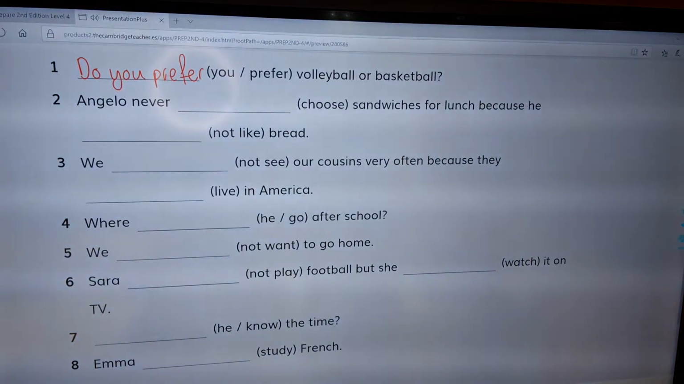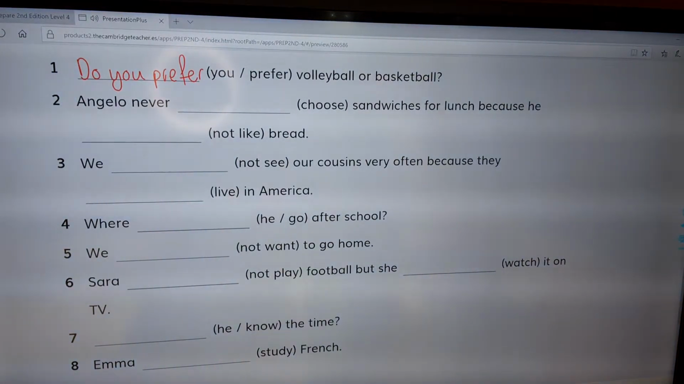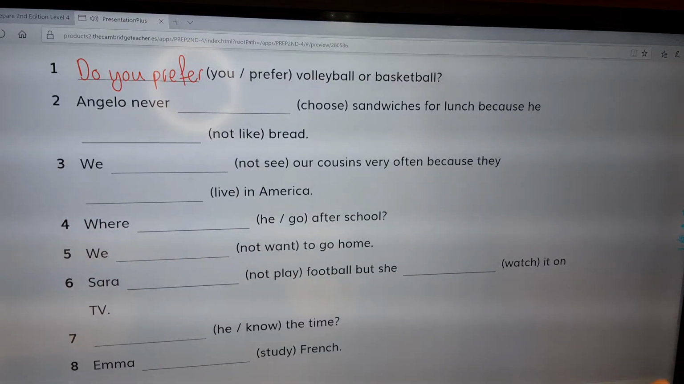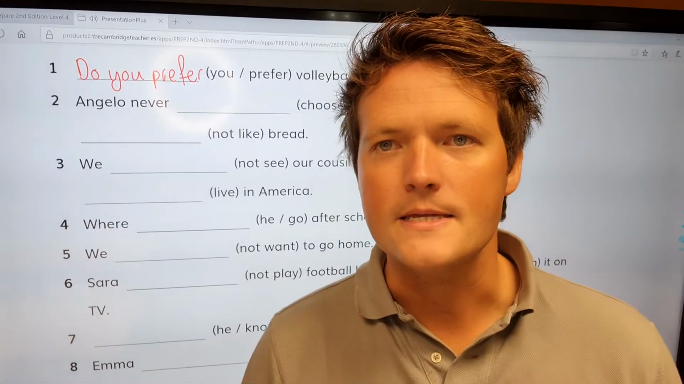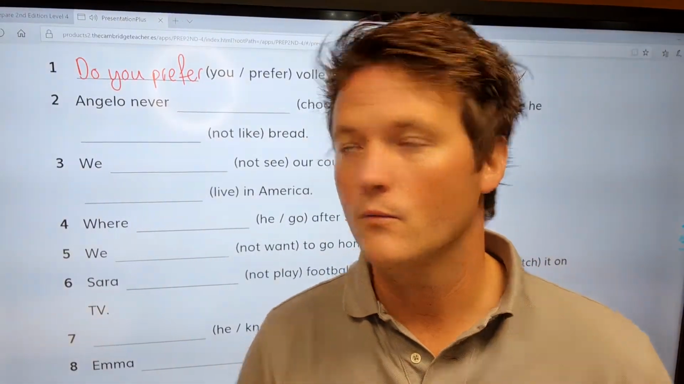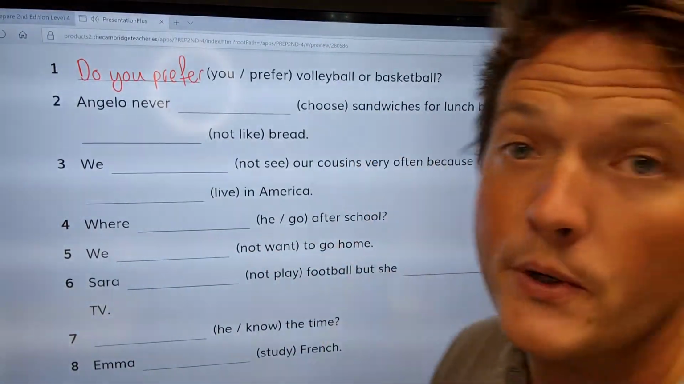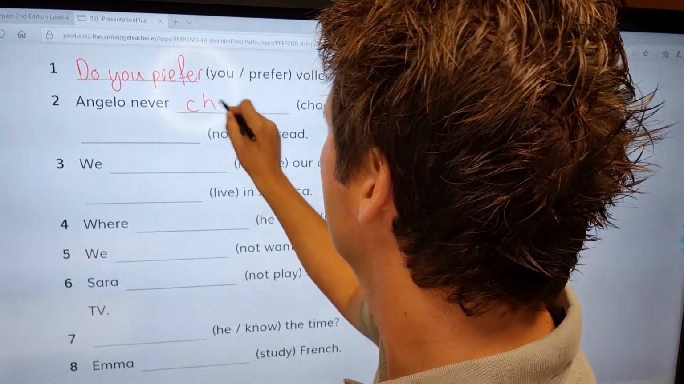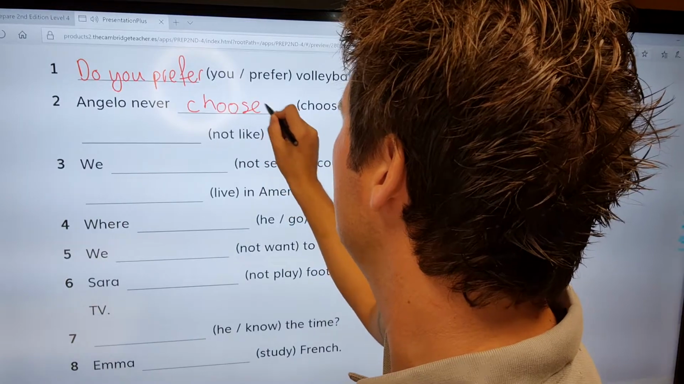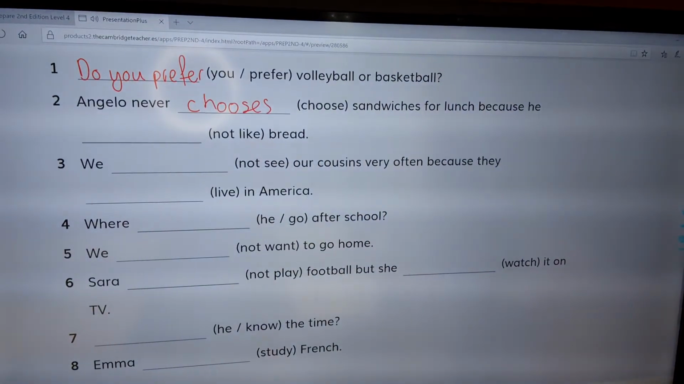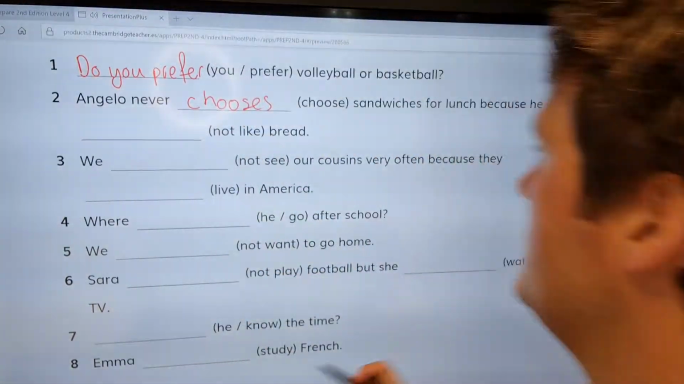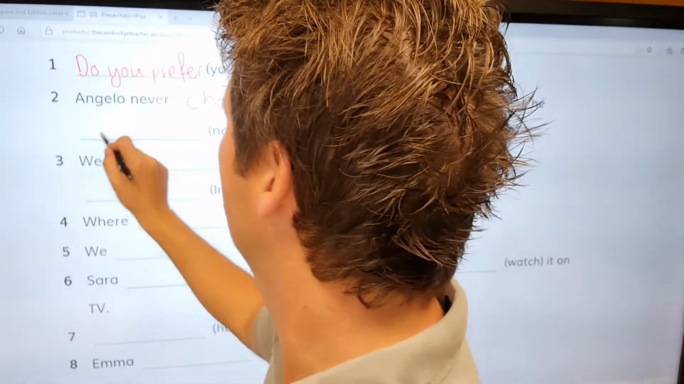Right? Number 2 says, Angelo never chews sandwiches for lunch because he not like bread. Well, what is it? We have to put it in the third person. It's going to be, he never chooses sandwiches for lunch because he doesn't like bread, third person, he doesn't like.